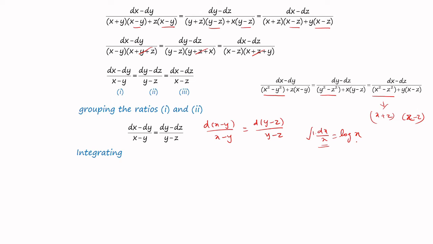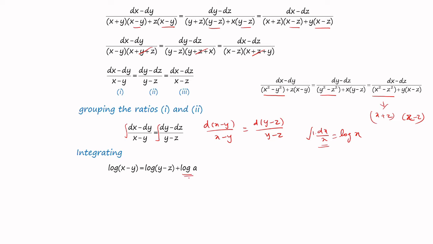Okay, so in the same way, you can integrate this one. For grouping 1 and 2, we have d of x minus y by x minus y. So when you integrate this, what is the differentiation of x minus y? dx minus dy. When you differentiate the denominator, you get the numerator. That's why this can be written as log of the denominator. That is our integration formula, isn't it? So this is equal to log of x minus y, and this term dy minus dz by y minus z is log of y minus z, plus the constant of integration.